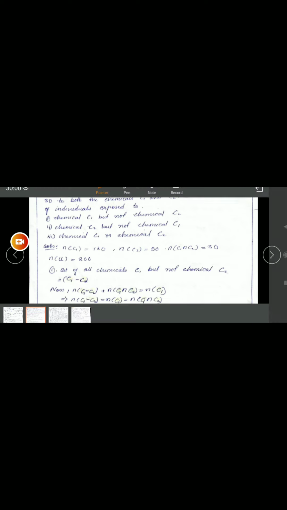There are 200 individuals with skin disorder. 123 have been exposed to chemical C1, 50 to chemical C2, and 30 to both chemical C1 and C2. Find the number of individuals exposed to chemical C1 but not chemical C2.